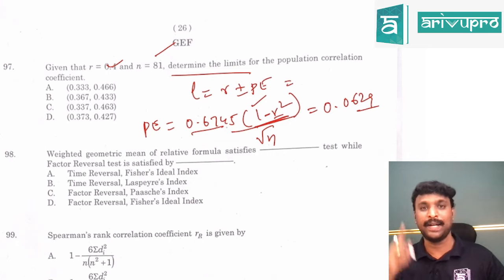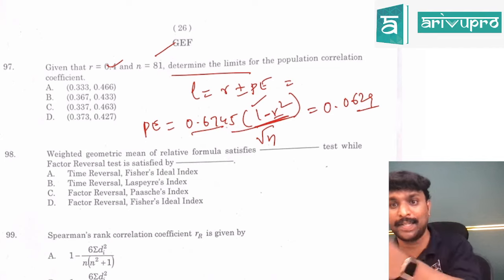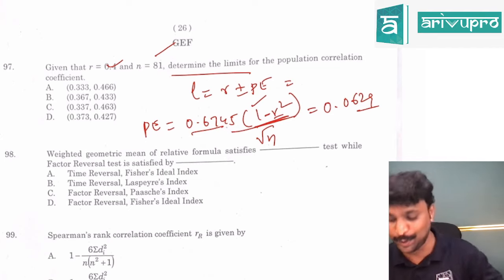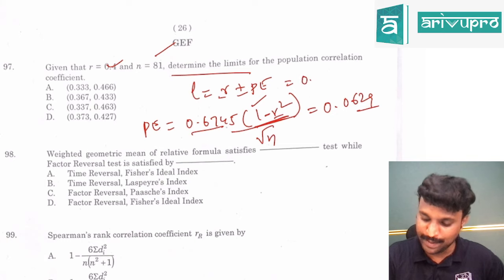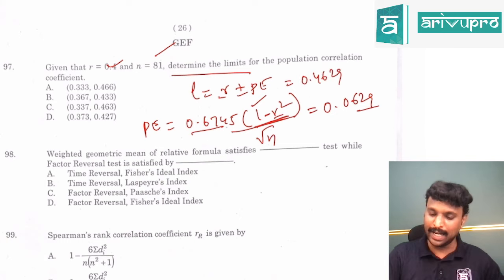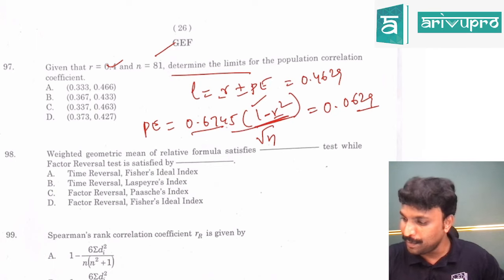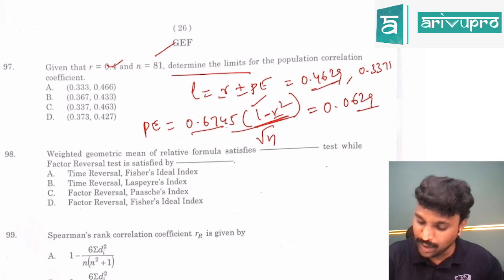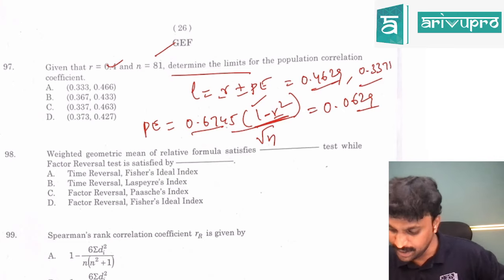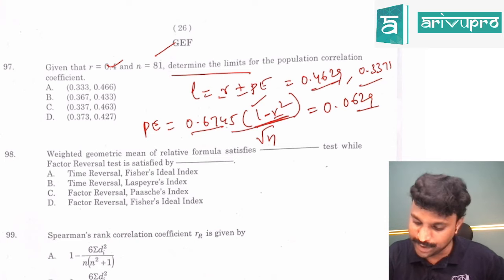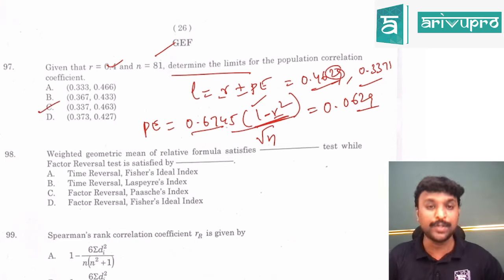Guys, what is the first limit? R plus 0.0629. So R is 0.4. So first limit is 0.4629. And the second limit, R minus, because it is R minus PE, 0.4 minus 0.0629 will be 0.3371. The two limits are 0.337 and 0.4629, that means 0.463 approximately. So option C is the answer.